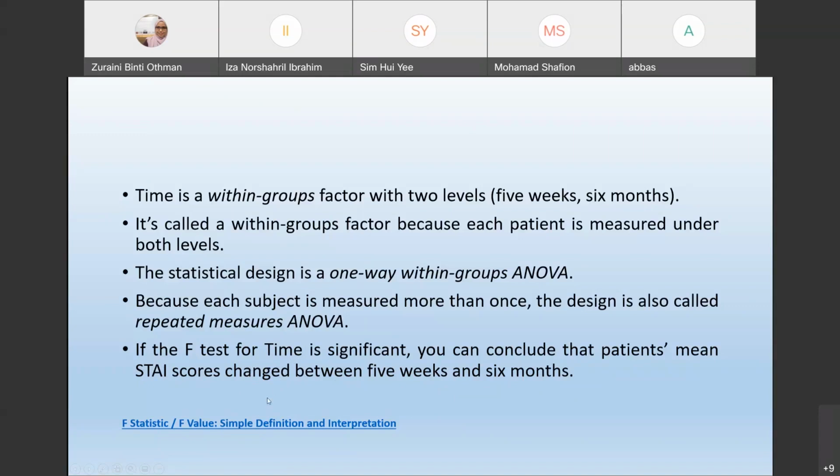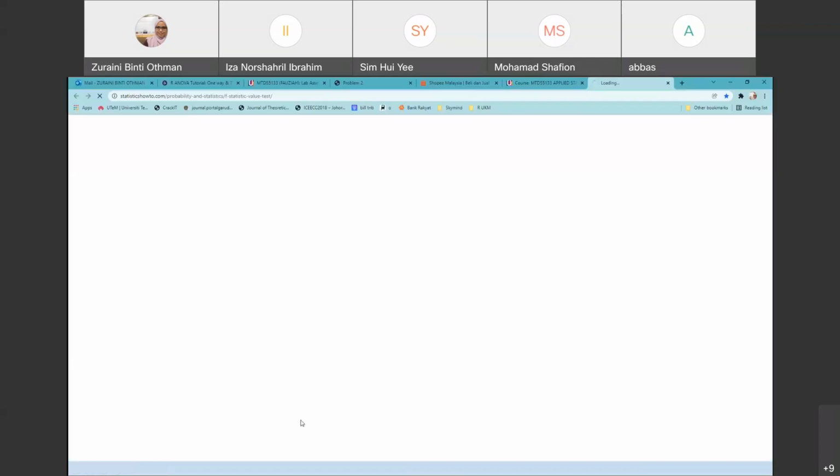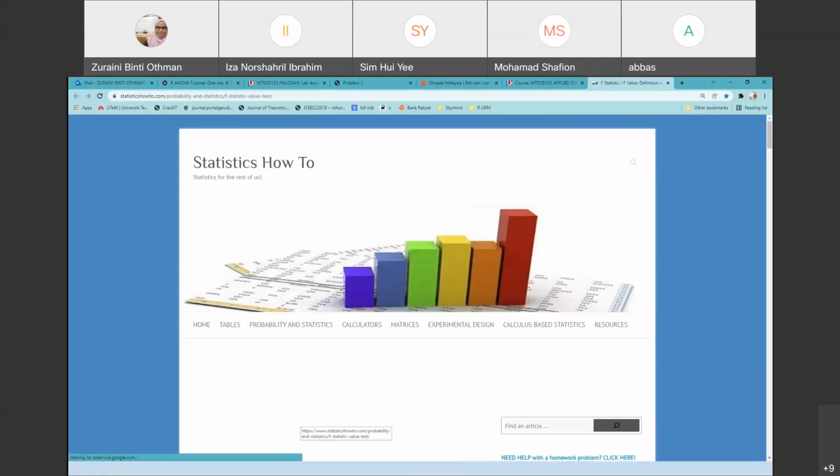If you want to look at the F statistic, the F value, and its definition, you may use this link. Maybe I have to show my screen.